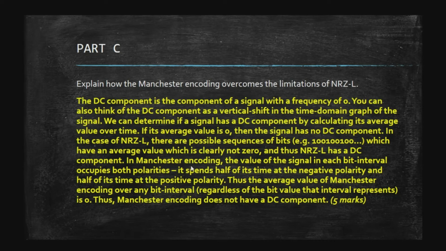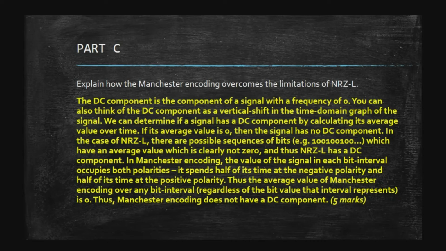In Manchester encoding, the value of the signal in each bit interval occupies both polarities. It spends half of its time at the negative polarity and half of its time at the positive polarity. You can check back on the Manchester encoding part. Thus the average value of the Manchester encoding over any bit interval, regardless of the bit value the interval represents, is 0. So Manchester encoding does not have a DC component.